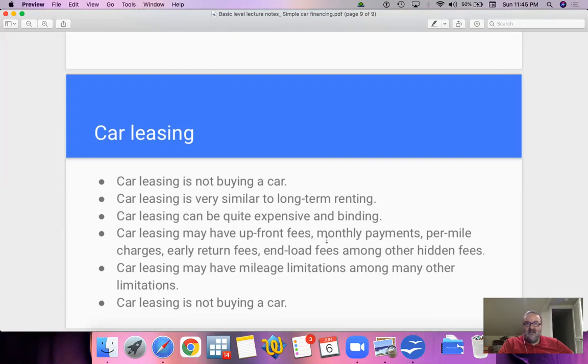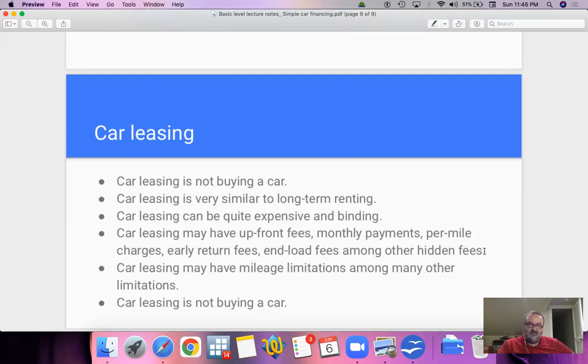So car leasing may have upfront fees, and obviously they have monthly payments. But because of these monthly payments, people feel that it's like you're buying a car and this is a loan. It really is not a loan. You're not buying the car. This is rental. There could be per mile charges. You probably are not allowed to return early. And if you insist, I'm sure that there will be significant fees to pay. And then there are unload fees, among other hidden fees.